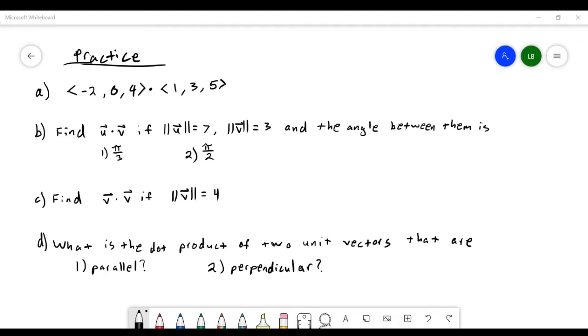Is the dot product of two parallel unit vectors the magnitude squared? Yes, but can you give me a single number as your answer? Think, what's the magnitude of a unit vector? Yeah, so it would be 1. Nice. Have you guys worked out answers for A, B, and C?